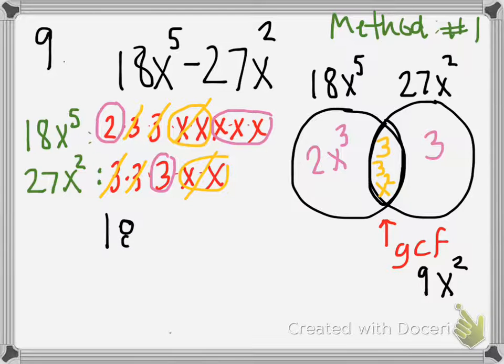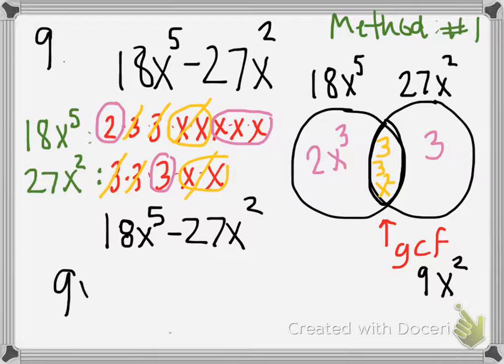So let's rewrite the expanded form because it will help us. 18x to the 5th minus 27x squared. So the GCF was 9x squared. That was the greatest common factor. So that always goes on the outside of parentheses.